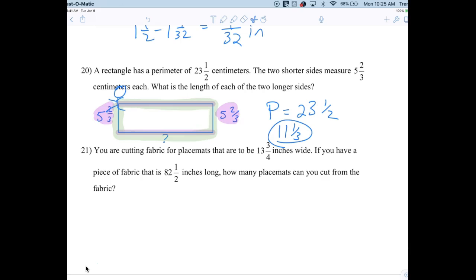23. Right. So if I take 23 and 1/2 and I subtract out these two, that will tell me how long this is plus how long that is. Do you agree with that? So do that real quick and tell me. Hurry up. 23 and 1/2 minus 11 and 1/3. What is that? 12 and 1/6.